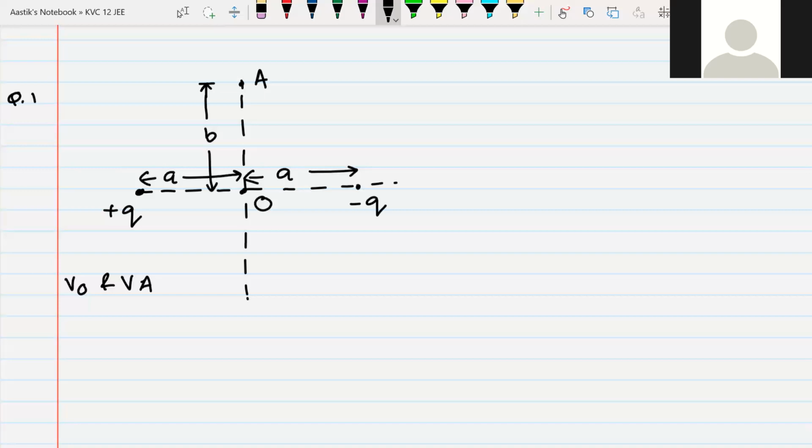V at O is 0, sir. What about V at potential? Remember, whenever you are saying the absolute value of potential, you must remember that you are calling the potential of one point as 0. Where is that point? Infinity. So assuming the potential at infinity to be 0, the potential at point A would be 0. Well done.